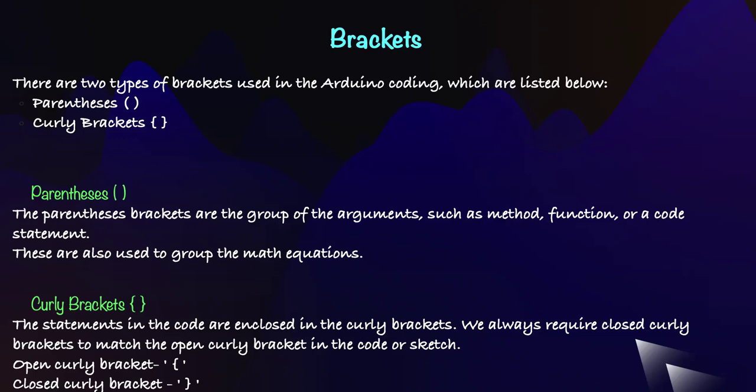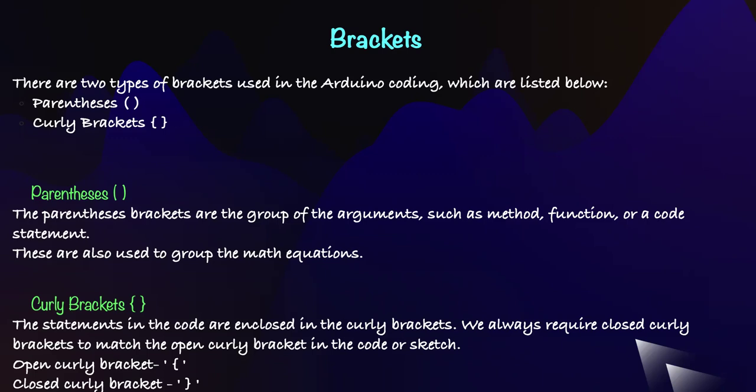All right. Where are the curly brackets used? The code is enclosed in the curly brackets. So we always require a closed curly bracket to match the open curly bracket in the code or sketch. The first one is the open curly bracket, and the second one is obviously the closed curly bracket. So one for each, it comes in a pair basically. When you open a curly bracket, you also need to close a curly bracket.